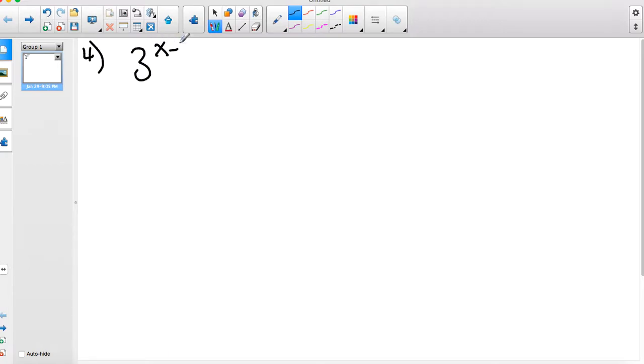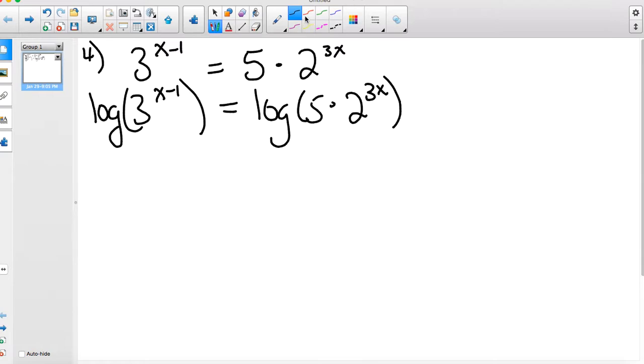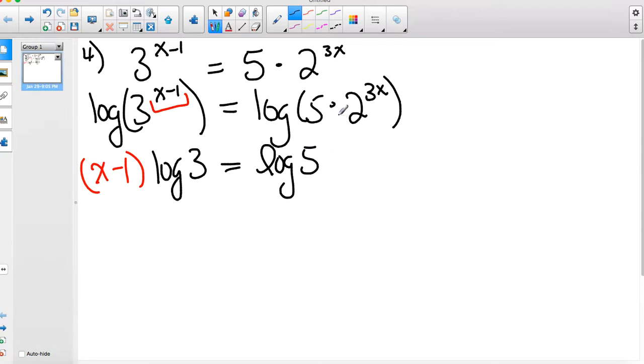So it's 3^(x-1) is equal to 5 times 2 to the power of 3x. Okay, first things first, you need to log both sides. So you're going to log 3^(x-1) is equal to log of 5 times 2 to the power of 3x. Then you're going to apply the properties. My favorite one is pulling that exponent to the front. So you're going to do (x - 1) in brackets, and then it's log of 3 is equal to log of 5.